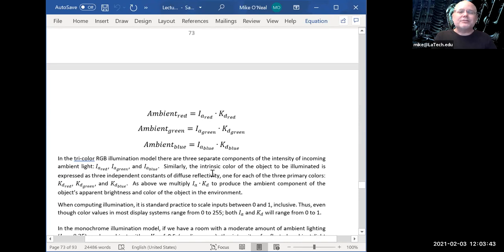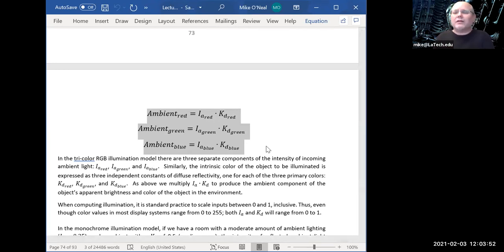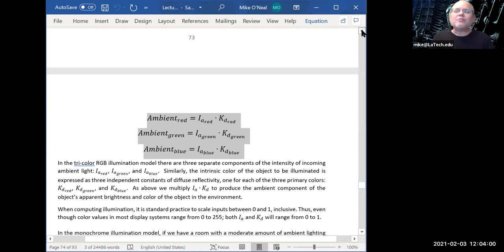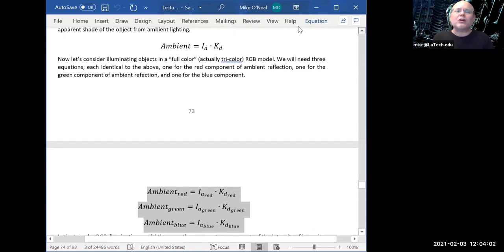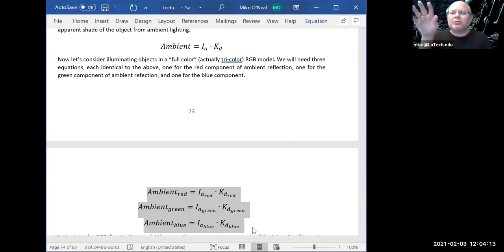Now, to do ambient in full color, you need to talk about the ambient component in red, the ambient component in green, and the ambient component in blue, if you're doing a full color model. We'll talk about the monochrome model, and I'll always try to remind you that if you're doing full color, it's not just one intensity. You've got to do the intensity in red, green, and blue.